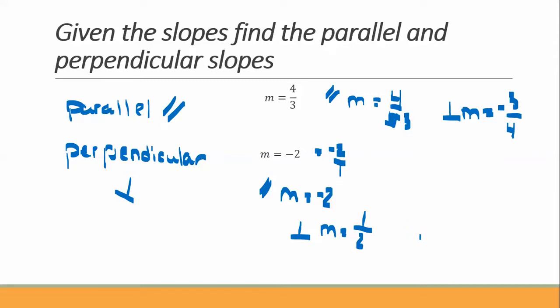And notice, I'll just show you with one of them. Let's do 4/3. So 4/3 is our original slope, times -3/4, our perpendicular slope. The 4's divide out, and the 3's divide out, and we're left with -1. So when you multiply the two slopes together, it's equal to -1. That means they're perpendicular.